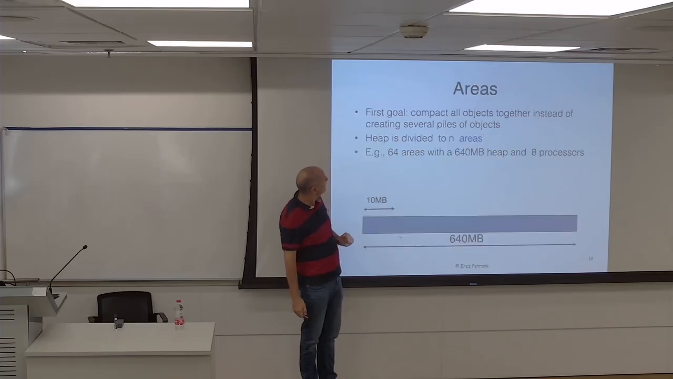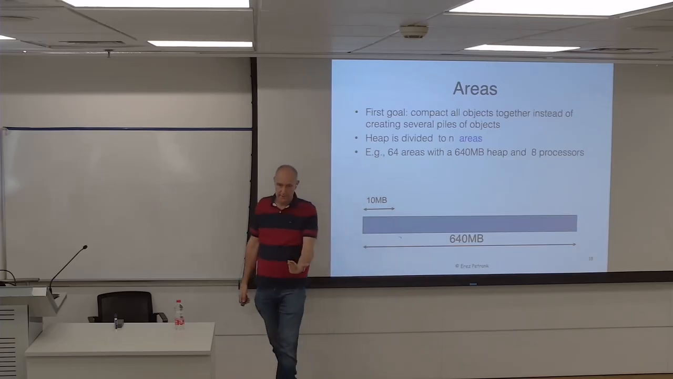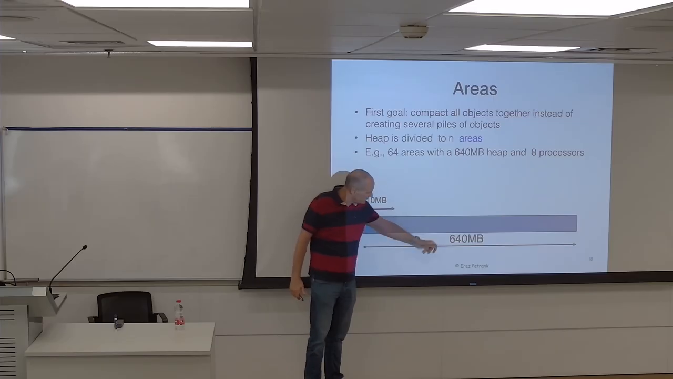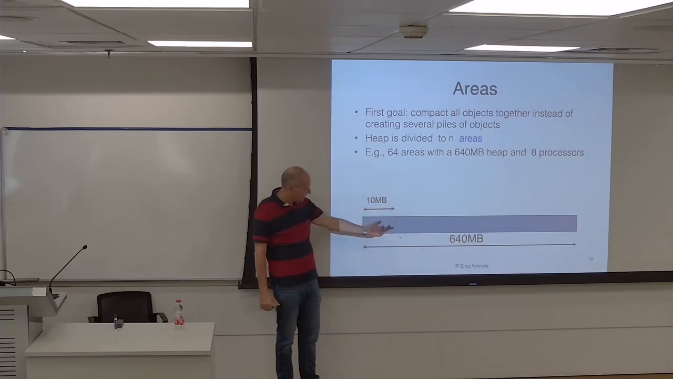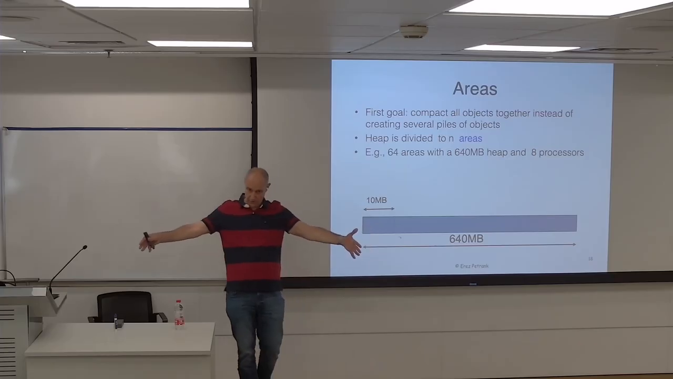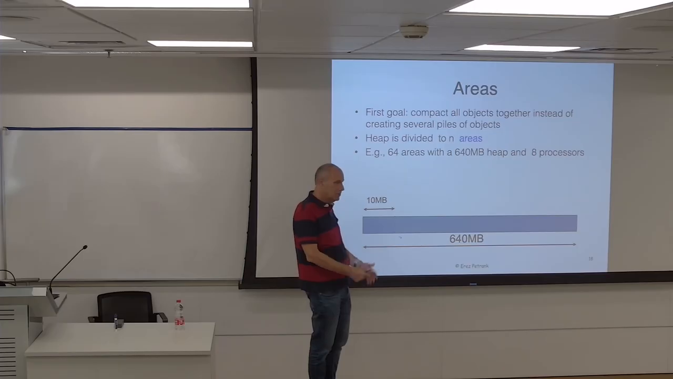Okay, so the way he said we're going to do it is we're going to split the heap into areas. Say here in this example, he takes a 640 megabyte heap and he divides it into 64 areas. So areas are large, right? It's not like a quarter of the heap, but it's a large chunk.